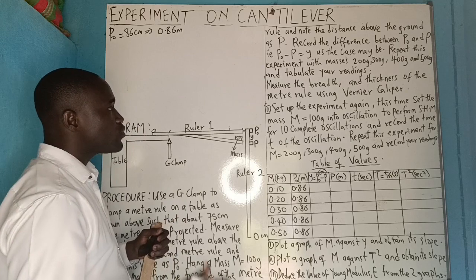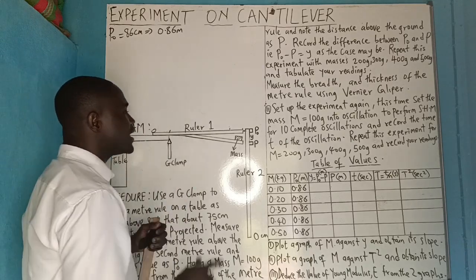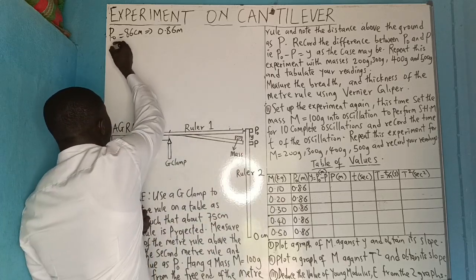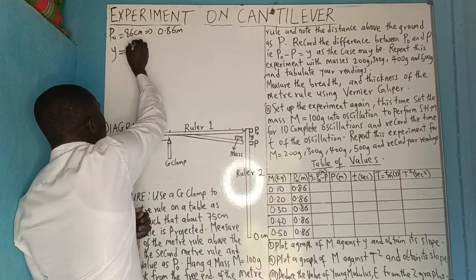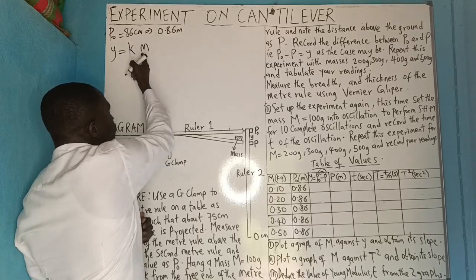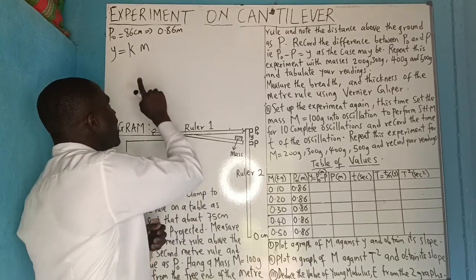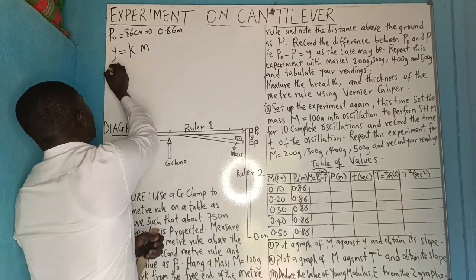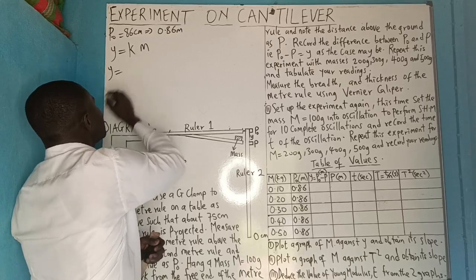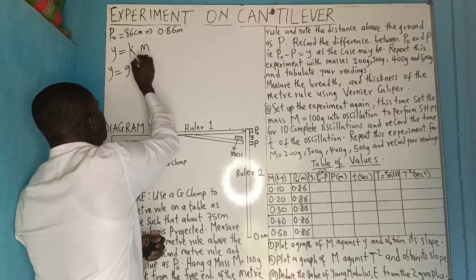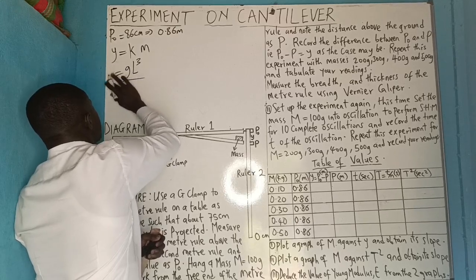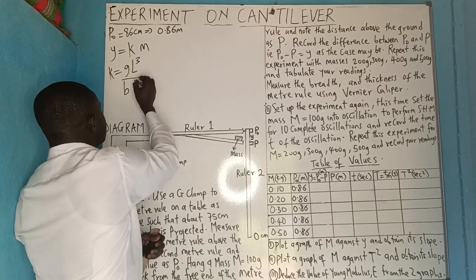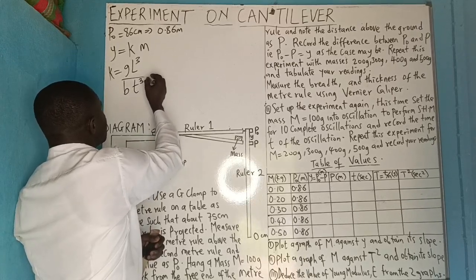Okay, we come again. How do we get this our Y? This our Y has a formula that Y is equal to K times M, where K is a constant, and M means the masses we talk about. Then what is the value of K? What is the meaning of K? K means GL cube over BT cube E.